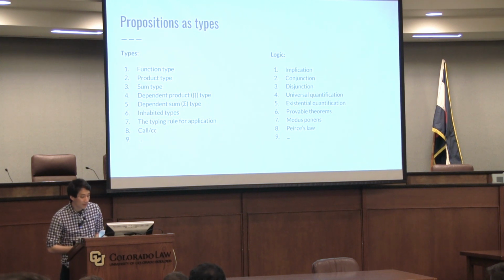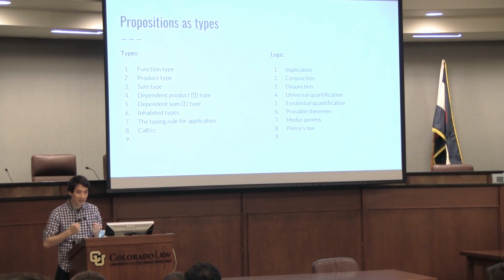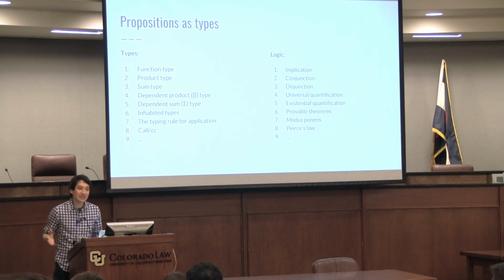OK, so a product type on the left corresponds to logical conjunction. So if I have a proof of A and a proof of B, then I have A and B. And similarly, a sum type is like disjunction in logic. Like in Haskell, if I have an ADT, it's either an A or a B. It's one of those two, but not both. Well, that's like logical disjunction.